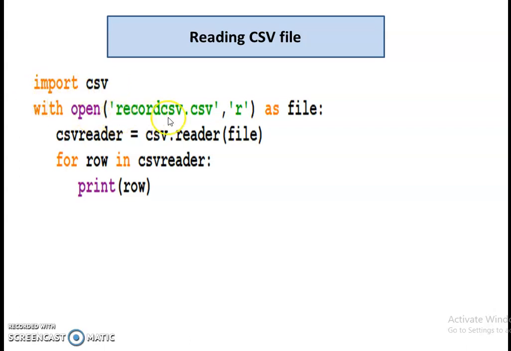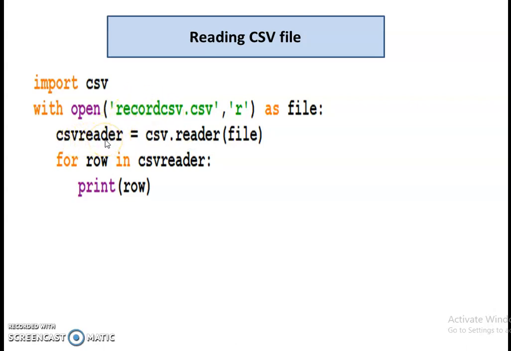Next we need to open the file in reading mode. So here we are specifying R, that is for reading mode, and we are converting the file object to a CSV reader object using the reader method of CSV. Here file is the object referring to this record CSV file, and we are creating a CSV reader object of this file using the reader method. It will return an object of CSV reader, and we are storing it in csv_reader, right?